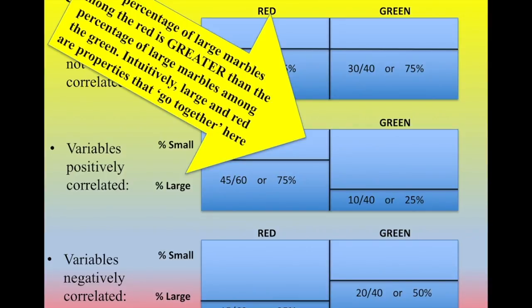And notice we have a contrast between the proportion of large reds and the proportion of large greens. And because the percentage of large marbles among the reds is greater than the percentage of large marbles among the greens, this means intuitively that large and red are properties that go together here. In other words, red and large are interdependent properties.